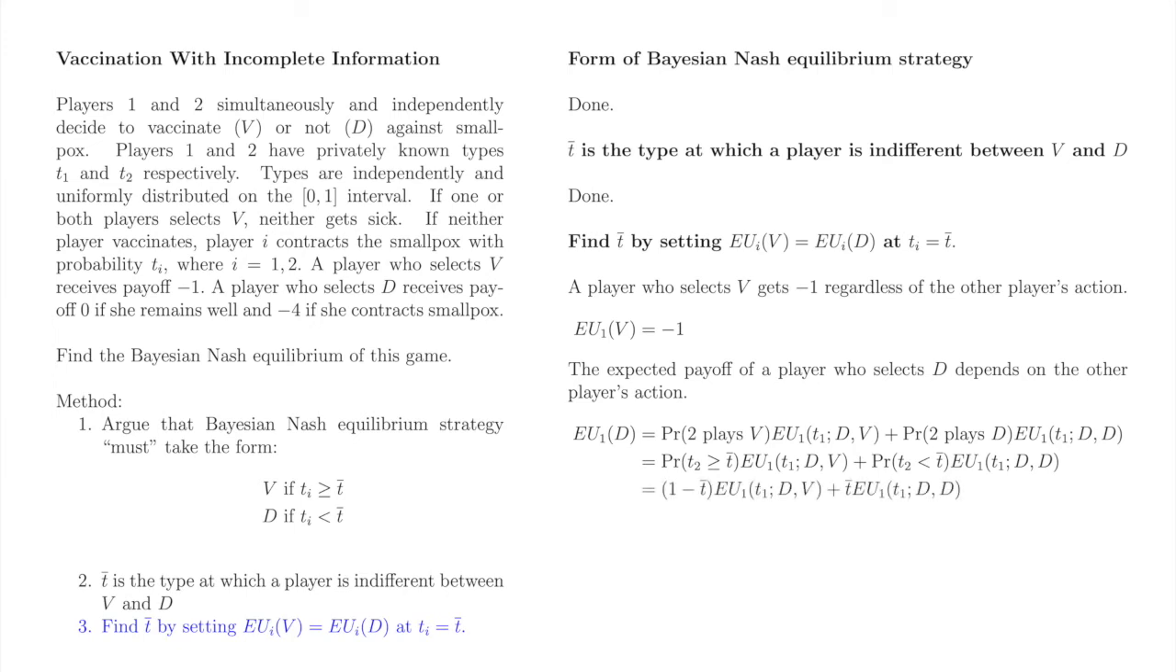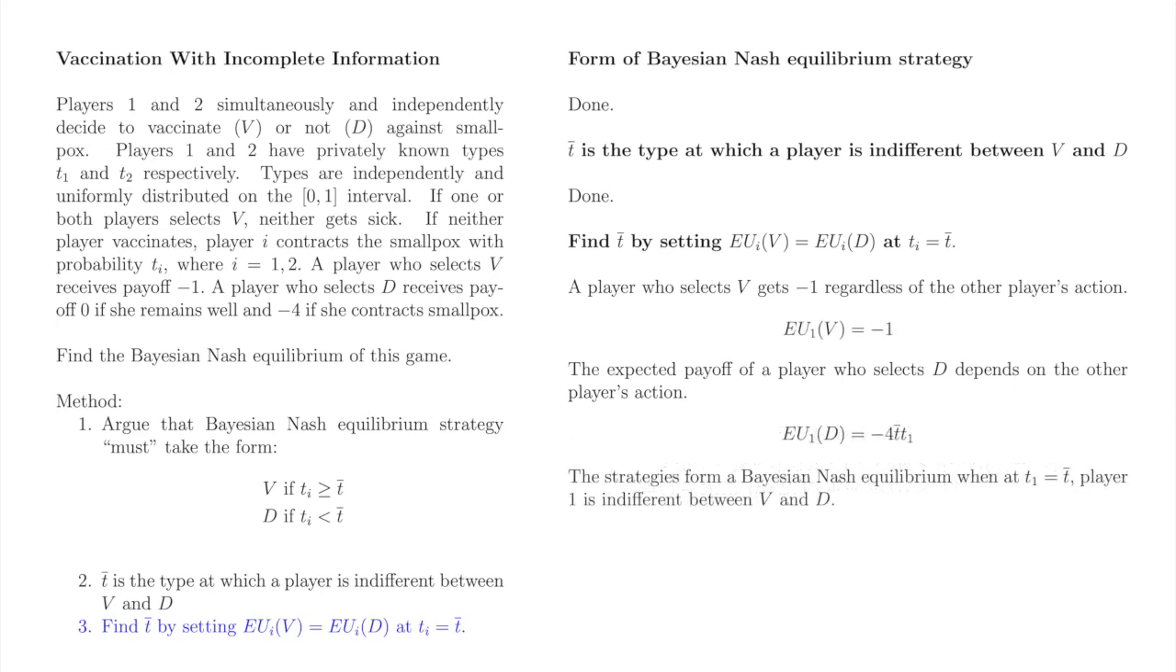All types are equally likely under the uniform distribution. Therefore, the probability that player 2 vaccinates is 1 minus T-bar, and the probability that player 2 does not vaccinate is T-bar. If player 2 vaccinates, player 1 receives 0. If player 2 does not vaccinate, player 1 gets sick with probability T1, in which case she receives -4. We're left with -4 times T-bar times T1.